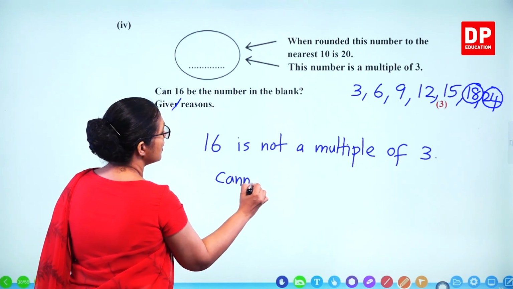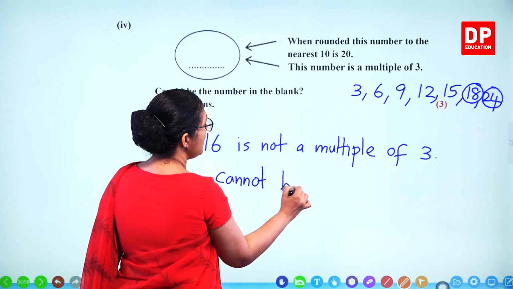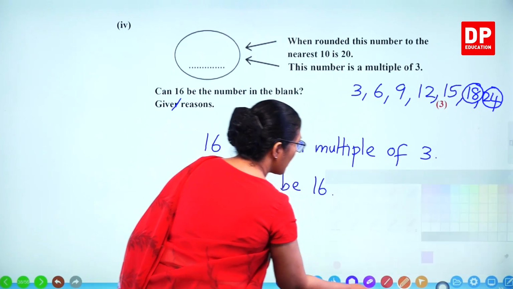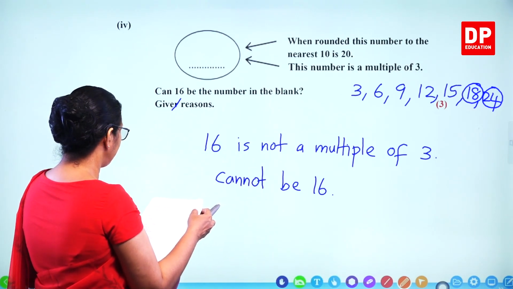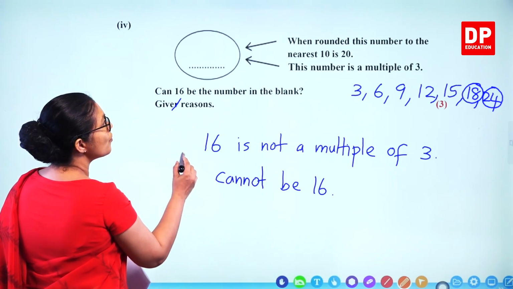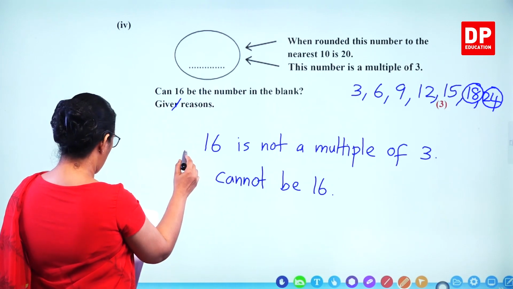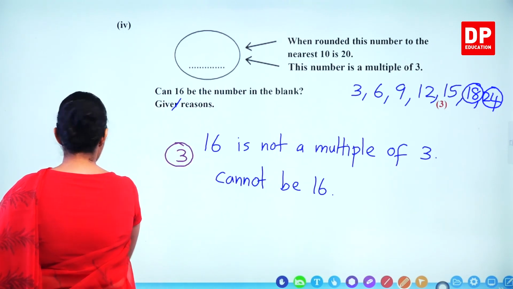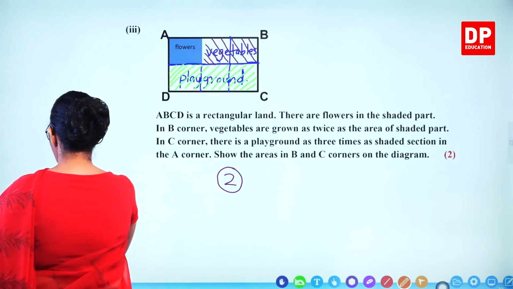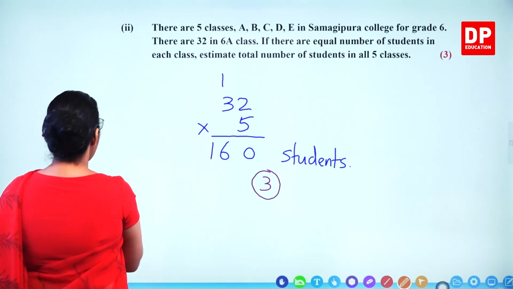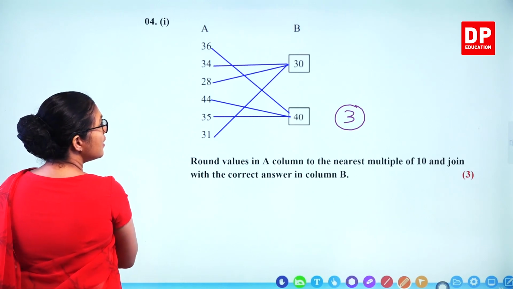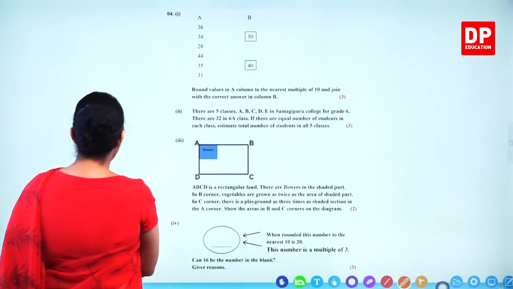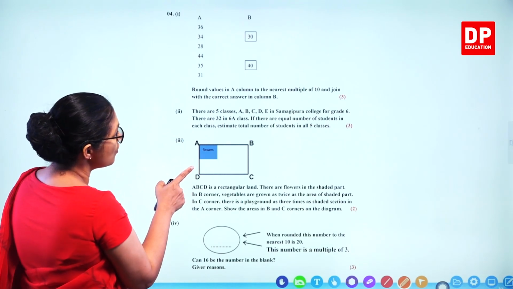Cannot be 16. Either 18 or 24, it's okay, but not 16. So, you get here 3 marks. So, let's see. 3, 4, 5, 6, 7, 8, 9, 10, 11. 11 marks we gave. That should be 12.